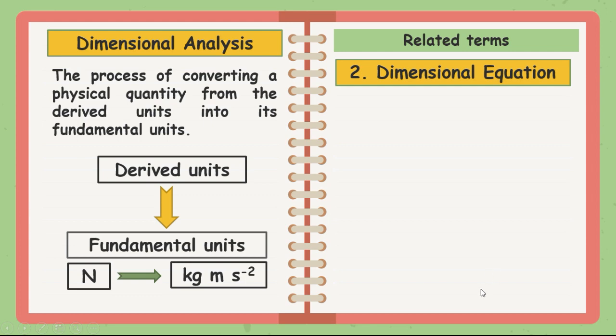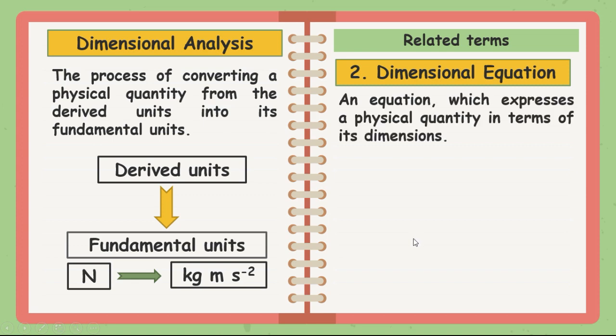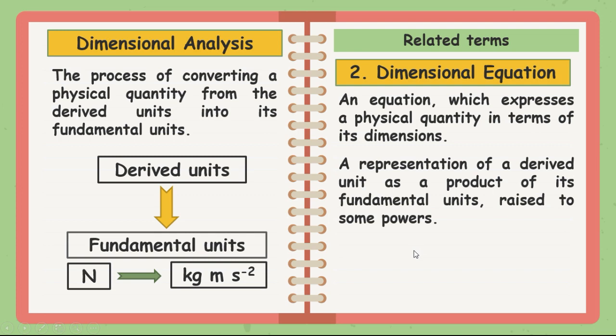The second related term is dimensional equation. This equation expresses a physical quantity in terms of its dimension. So any equation that expresses a physical quantity in terms of dimensions is a dimensional equation. It can also be a representation of a derived unit as a product of its fundamental units raised to some power. To break this down, we used Newton earlier.